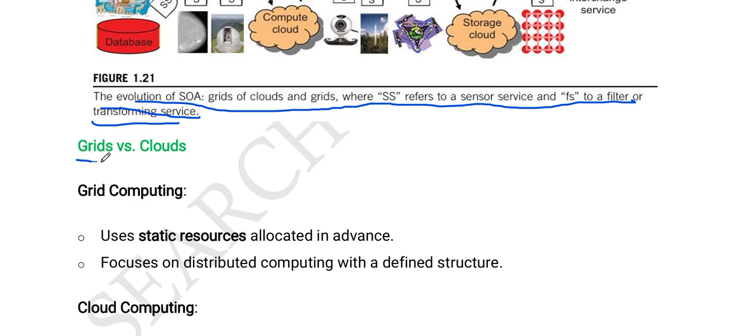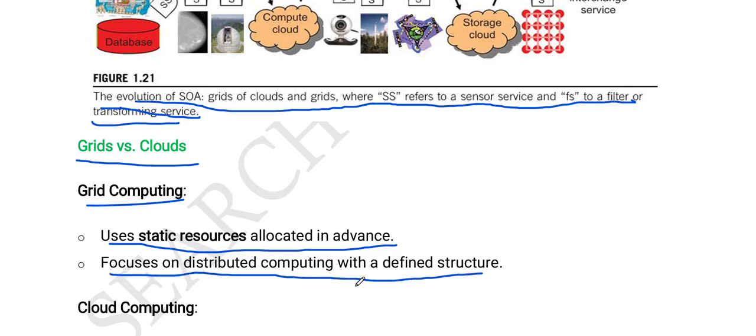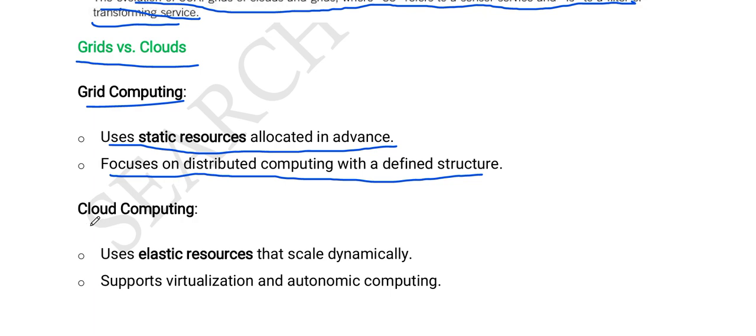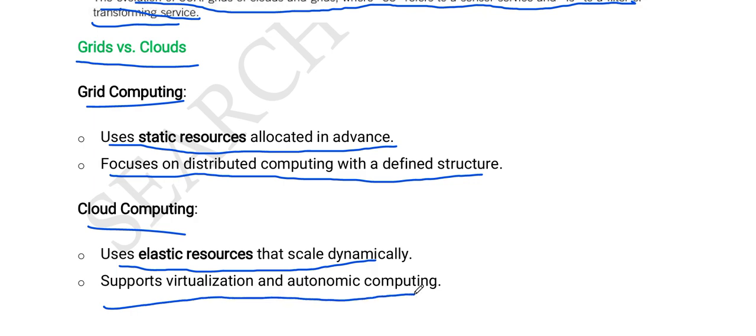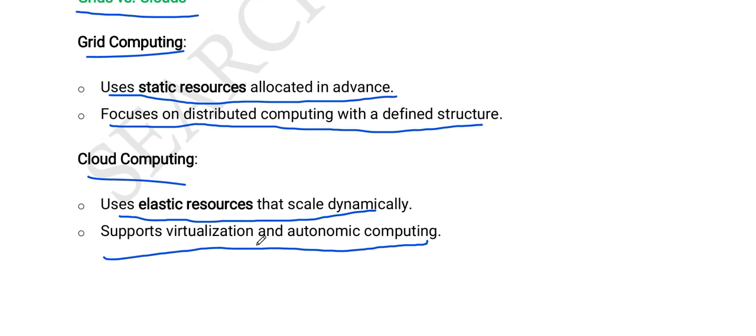Next is grids versus clouds. Grid computing uses static resources allocated in advance and focuses on distributed computing with a defined structure, whereas cloud computing uses elastic resources that scale dynamically, and supports virtualization and autonomic computing. These are the major differences between grid and cloud computing.